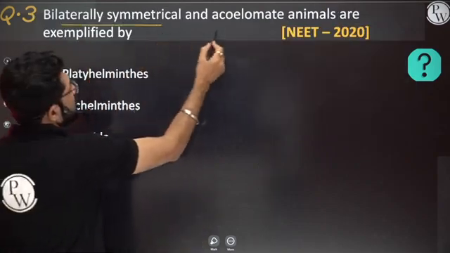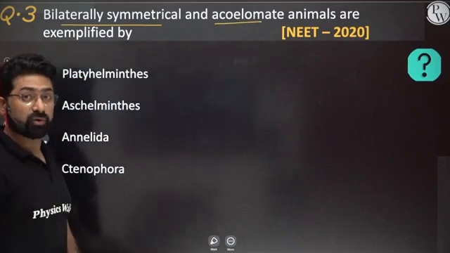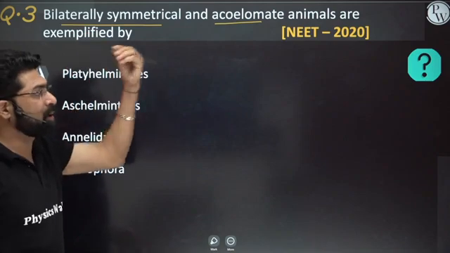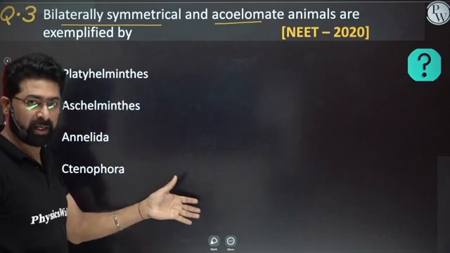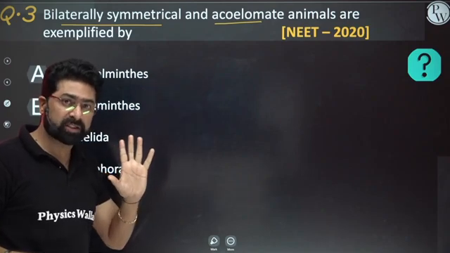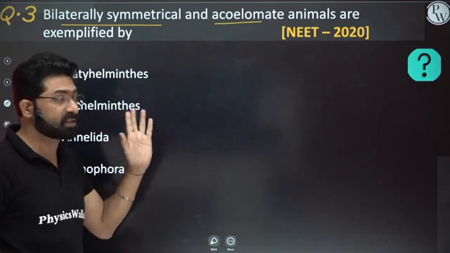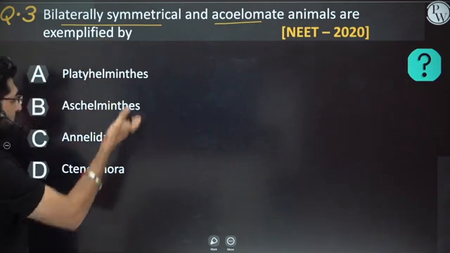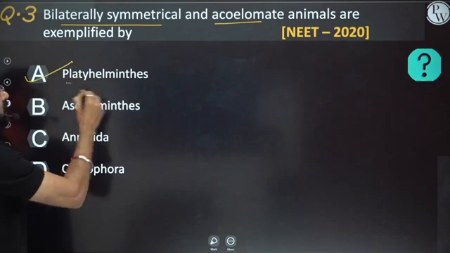Bilaterally symmetrical and acoelomate animals. So again you see acoelomate, bilaterally symmetrical. Simple, without seeing the options also you can tell who is acoelomate. Only one phylum is acoelomate, that is Platyhelminthes, and he is saying bilaterally symmetrical. So you just find out Platyhelminthes in this, simple, easy.